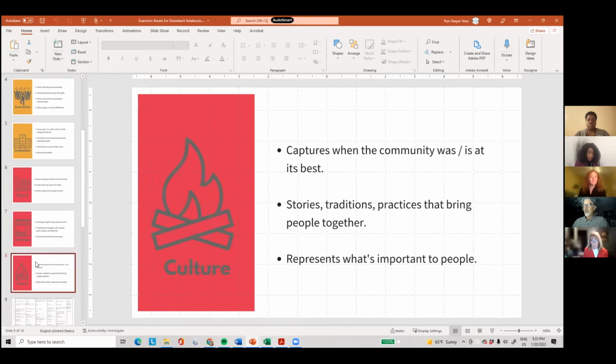And then finally, culture and stories. Evanston's got lots of stories of when it's at its best, when it was challenged, and different parts of Evanston have their sub-stories, as well as all the cultures in Evanston and all that they have to offer.